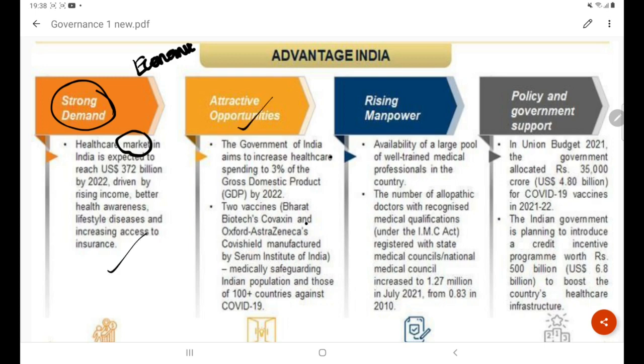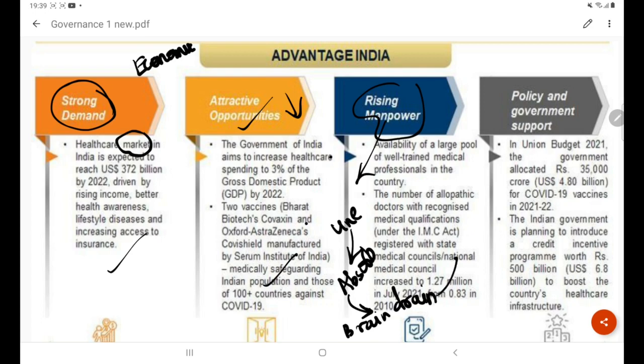Next, there are attractive opportunities. Vaccine development is there. India is an emerging country in healthcare, so this also becomes important. There is a market to invest in India. Then rising manpower. We have many medical professionals, but there is unemployment in the country. There is not much space to absorb this workforce of medical health professionals. So brain drain happens. If we are able to control this brain drain, we can use it to India's advantage and boost India's economy. Then policy and government support. In Budget 2021, 35,000 crore is allotted. So there is also government support.